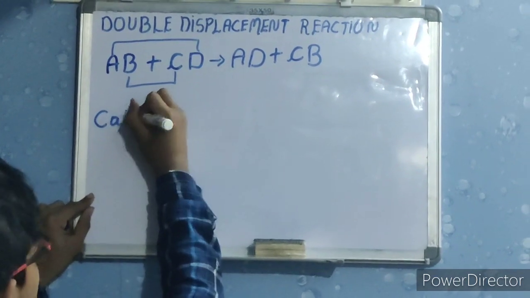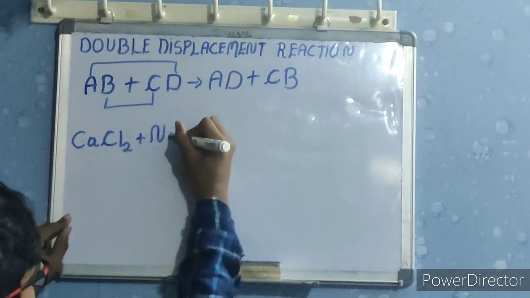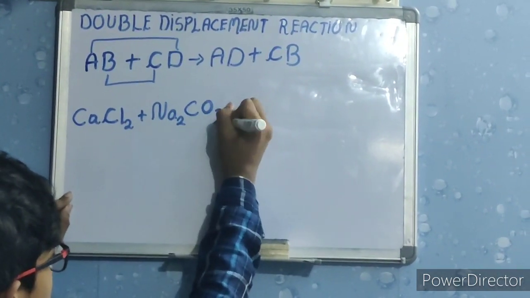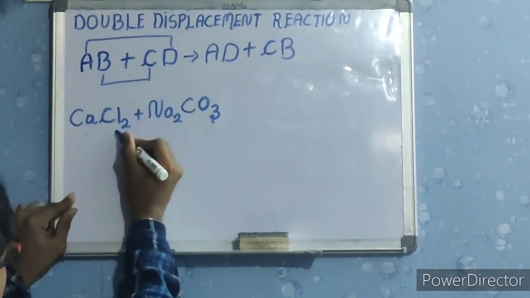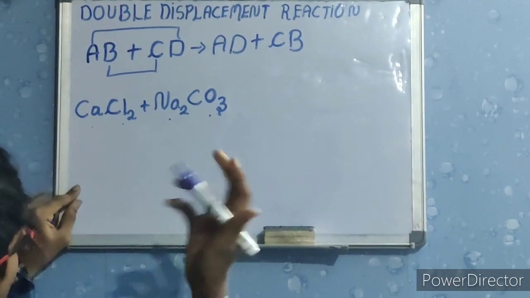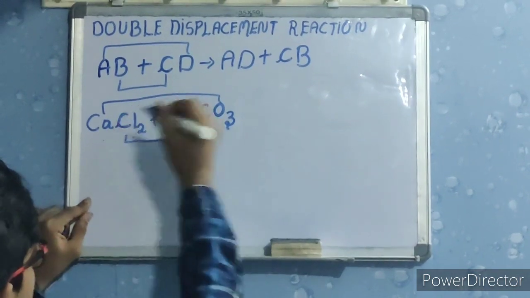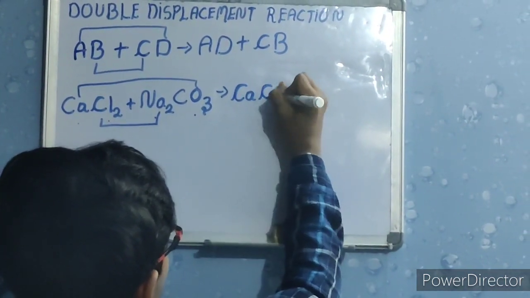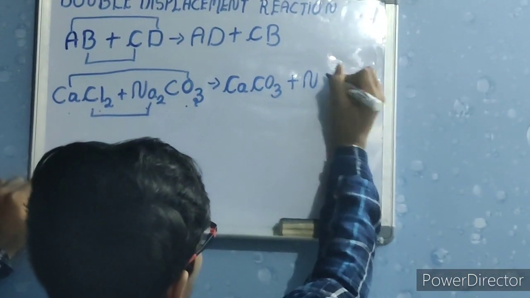Calcium chloride plus sodium carbonate. Here, if you imagine calcium as A, chloride as B, sodium as C and carbonate as D, the products formed will be calcium carbonate plus sodium chloride. So I write it as calcium carbonate plus sodium chloride.